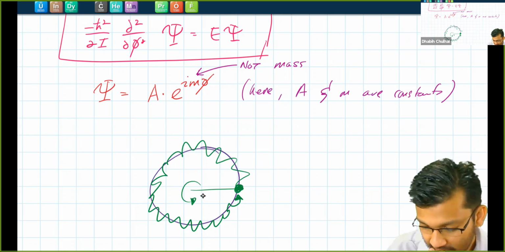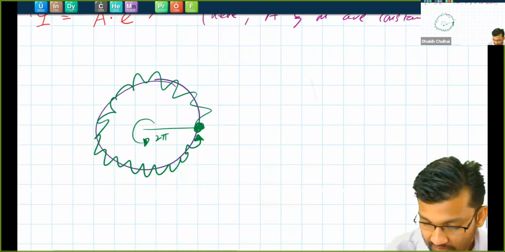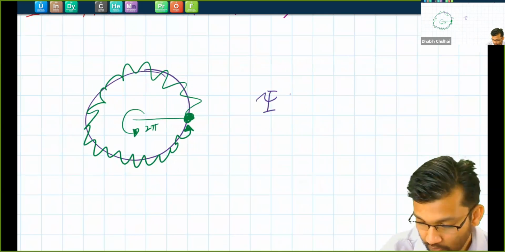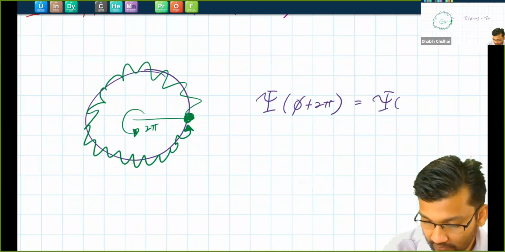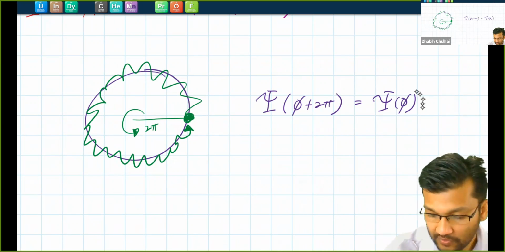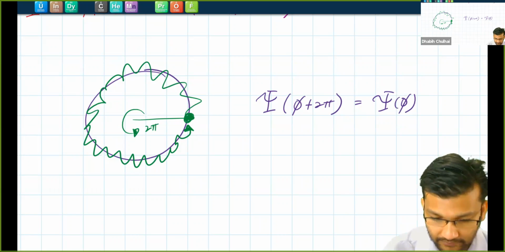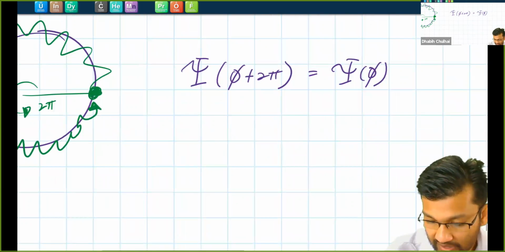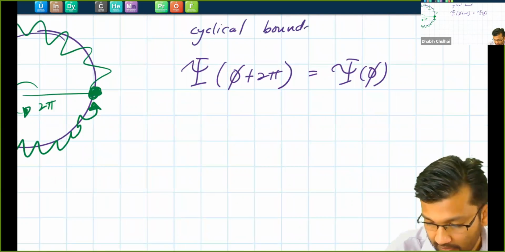So that relates to 2 pi. It goes around the whole circle, that's 2 pi. So whatever the wave function is doing, when you add 2 pi to it, it should be the same as when you don't add 2 pi to it. When you make a full circle, it has to go back to where it was before. So we need to set up this situation. Any angle plus 2 pi should be the same as that angle. The whole thing is cyclical. So let's plug in our wave function. We call this a cyclical boundary condition.